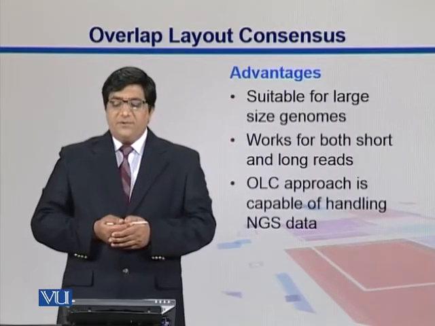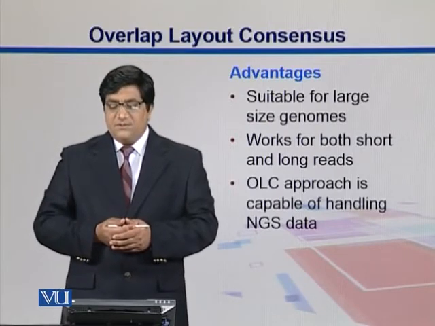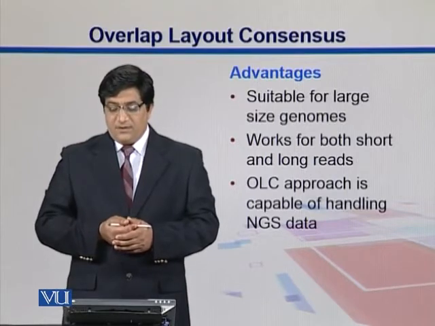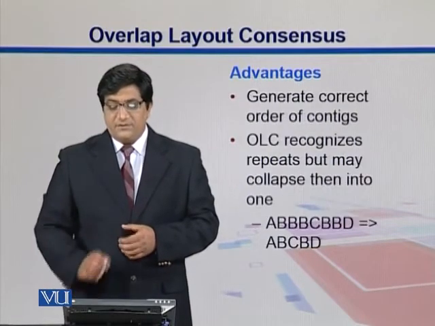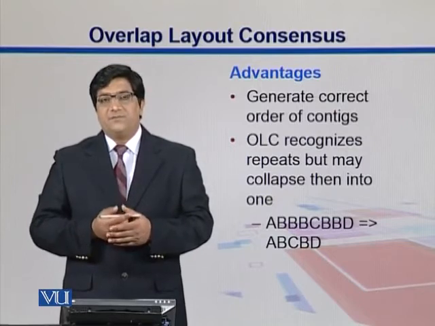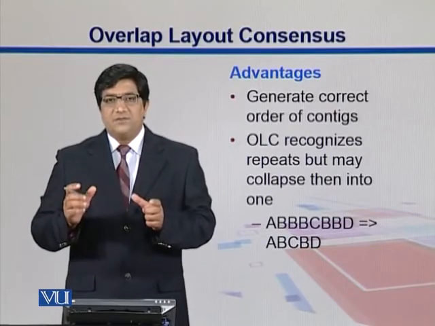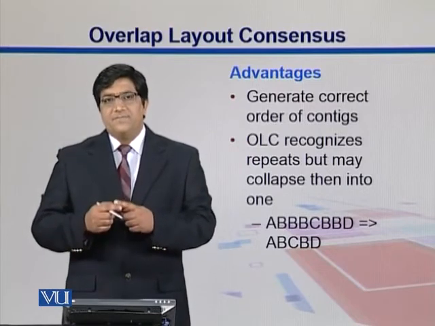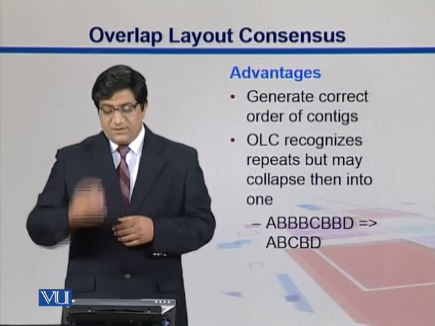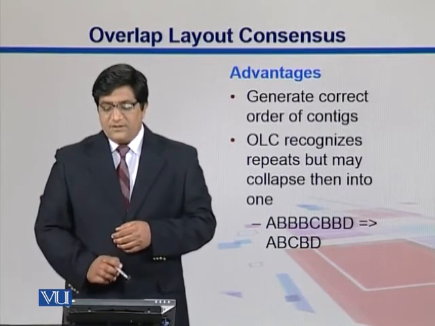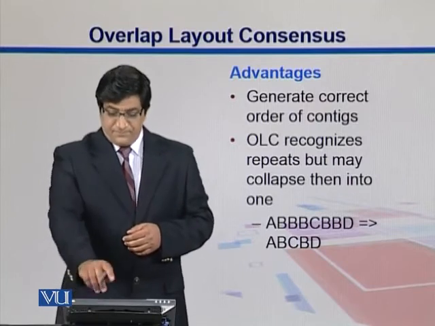Advantages. It is suitable for large genomes, works for both short and long reads, and is capable of handling NGS data. It generates the correct order of contigs and recognizes repeats, but the issue is it collapses them together. Sometimes the repeats are there, especially in the case of tandem repeats, so they are put together and collapsed into just one repeat. This is what we see in this example. So these all B's go together as one B in the final assembly.